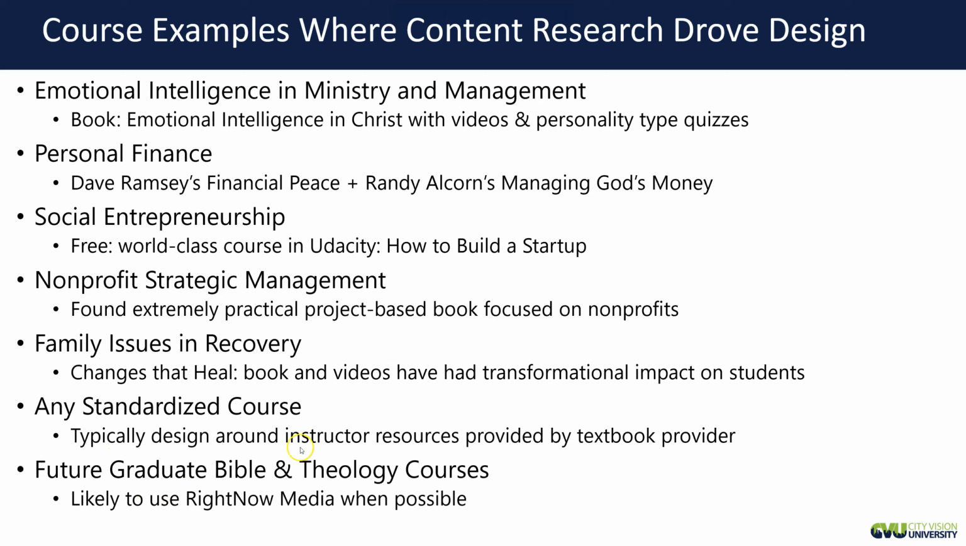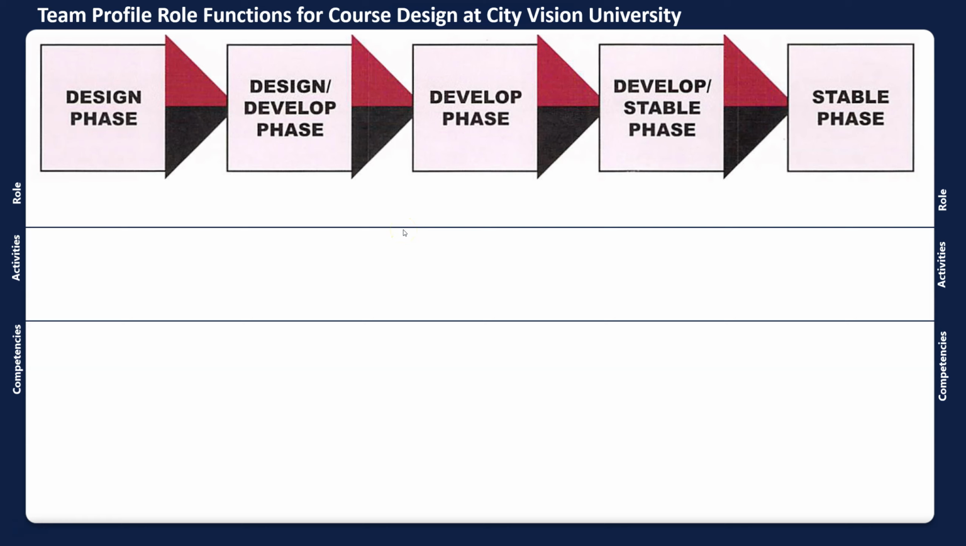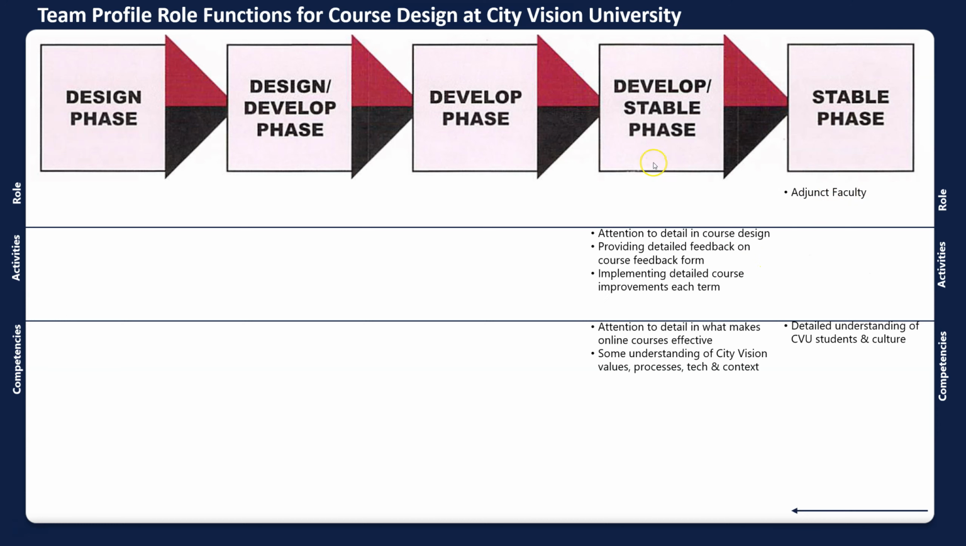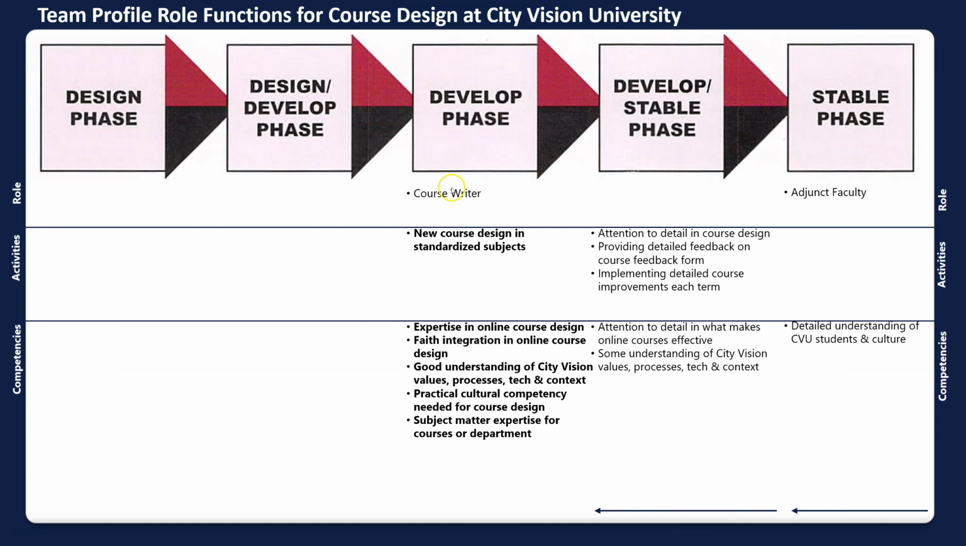So the last thing I want to talk about is just kind of the big picture of what we're trying to train you in as a course designer. Whenever you went through City Vision's faculty training program course to become adjunct faculty with City Vision, we had you fill out the team profile. And a lot of the work that you do as adjunct faculty is in what's called the stable phase. Sometimes you're doing develop stable phase, but whenever you're designing a course, most of that is in the develop phase, if you're doing new course design in standardized subjects.